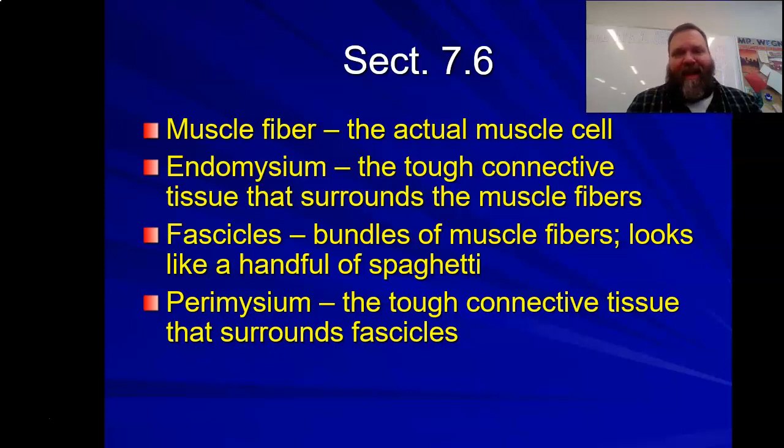Muscle fibers. The actual muscle cell is called a muscle fiber. Endomysium, the tough connective tissue that surrounds the muscle fibers. Fascicles, these are bundles of muscle fibers, and they look like a handful of spaghetti. We'll see a picture coming up. And then the perimysium. This is the tough connective tissue that surrounds the fascicles. Anytime I have a mys, mes or mysium, that's going to talk about muscle. And peri means around, like a perimeter, something that goes around an object. So the perimysium goes around and surrounds the muscle, the connective tissue. It's a tough connective tissue.